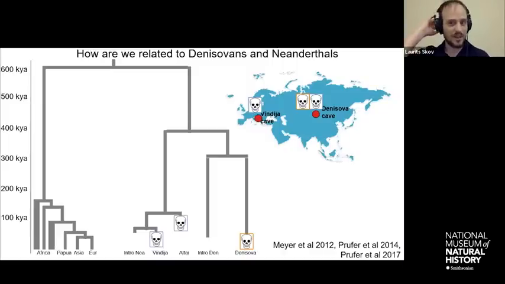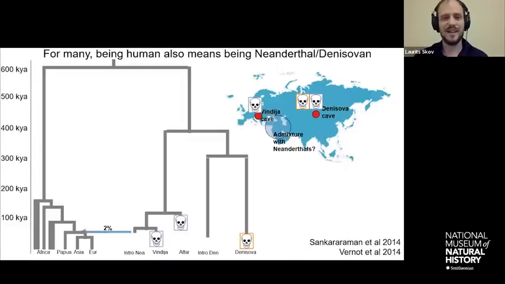But this is not the complete picture. It's not that these populations split and never interacted again. When we sequenced the genomes of these Neanderthals and Denisovans, we found out that it's more complicated than this. They contributed DNA to us. Next slide. It turns out that everyone who has non-African ancestry has some Neanderthal too, and something like 2% of your genome is inferred to be Neanderthal.